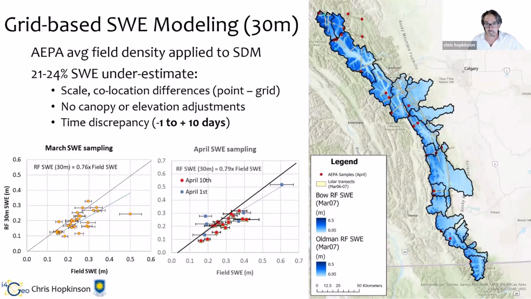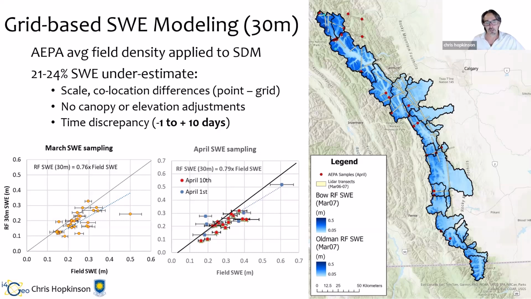Now, of course, there are some scaling problems. We've got in situ measurements at a point that are being nested and aggregated and then applied to a 30-meter grid. And that 30-meter grid, of course, is smoothing out a lot of variation. We are not applying any canopy or elevation-based adjustments, which could move those estimates up. And critically, let's also consider there is this temporal discrepancy.